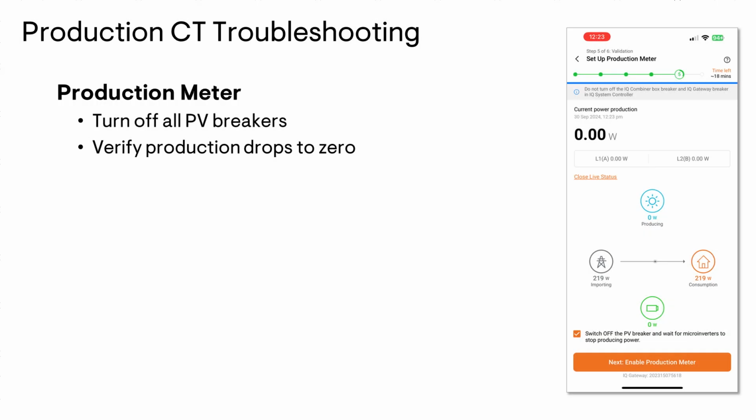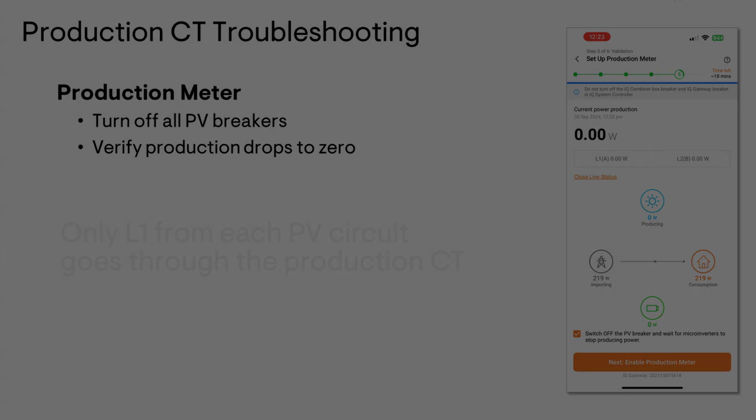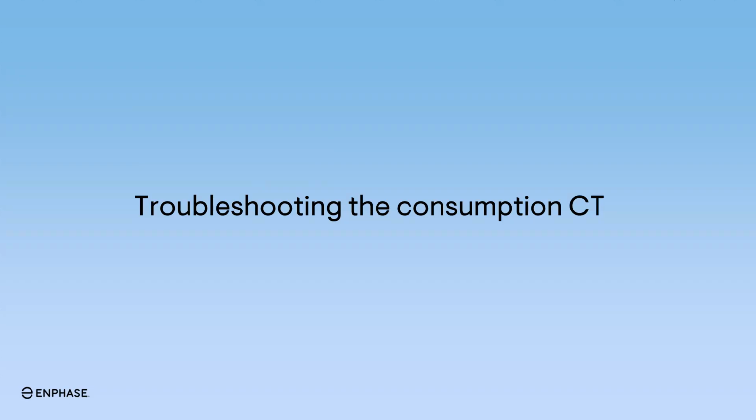Now that you've corrected the errors from the previous step, switch off the PV breakers. The current power production value is going to drop to 0. If it doesn't, that means the CT is measuring some amount of current running through the center of that CT that is not your PV. Double check that only the line 1 conductors from the PV circuits are going to be passing through the middle of that CT and nothing else. With the production CT out of the way, let's go ahead and dive into troubleshooting the consumption CTs.